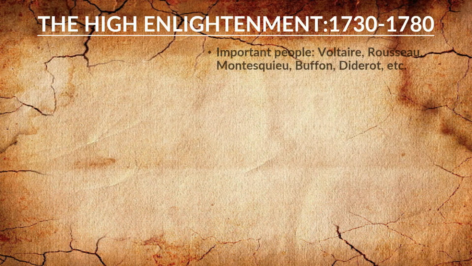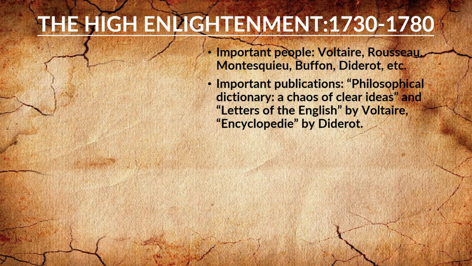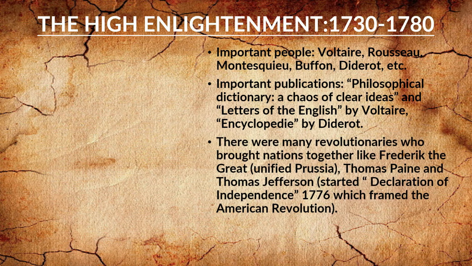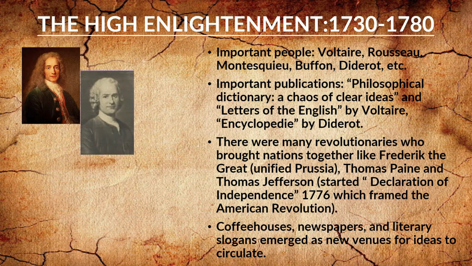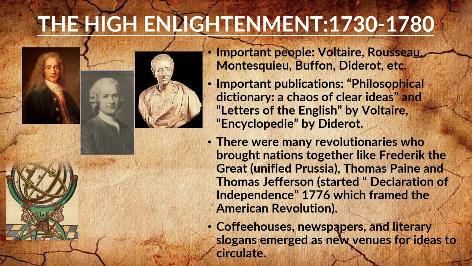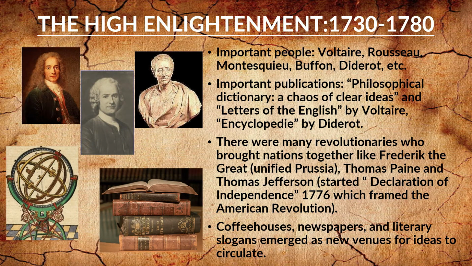The High Enlightenment era. The important people were Voltaire, Rousseau, Montesquieu, Buffon, and Diderot. The important publications were Philosophical Dictionary, A Chaos of Clear Ideas, Letters of the English, and Encyclopedia.